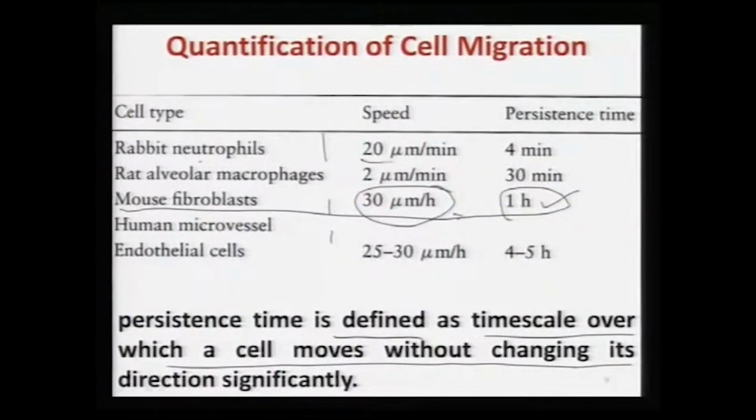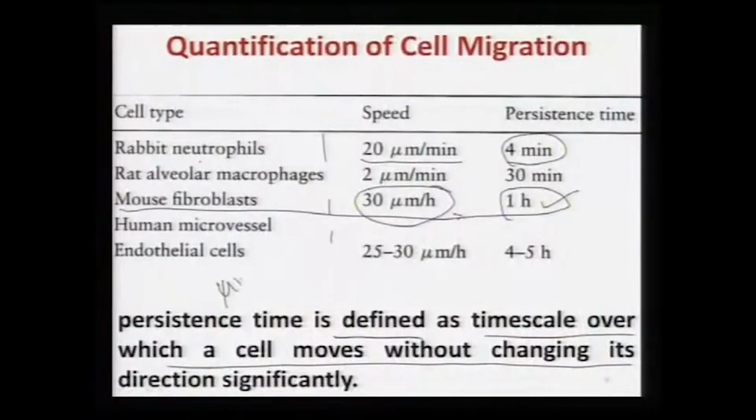If you see rabbit neutrophils and so on, there the speed can be 20 micron per minute and the persistence time can be 4 minutes. Let us continue with the cell migration. Coming to the values of cell speed as well as persistence time, what you can notice here is that, depending on the cell type, the cell speed typically varies over several micrometers per hour. That is the typical speed.